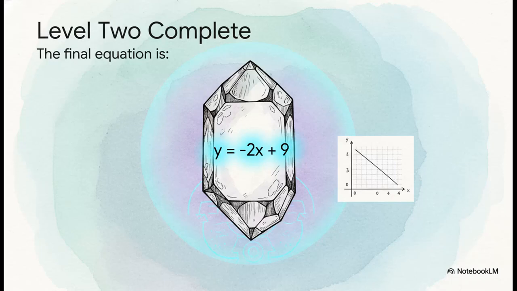Okay, so then we plug our slope and one of our points, let's use (2, 5), into the equation to solve for b. And when we run the numbers, we find that b is 9. And just like that, we have our final equation, y equals negative 2x plus 9. See? The 4-step process just works.